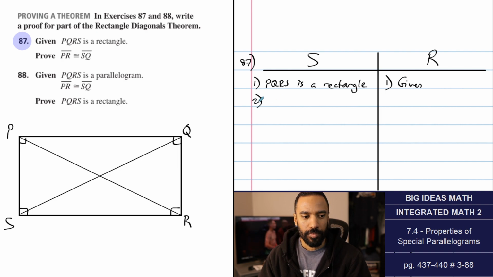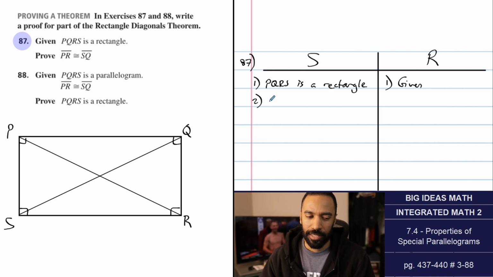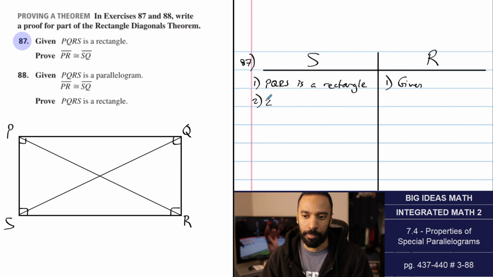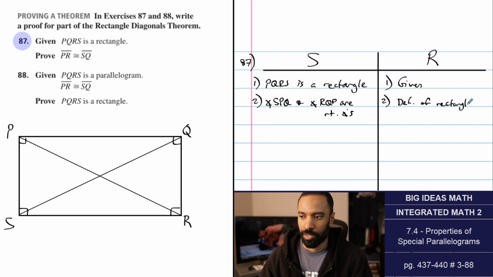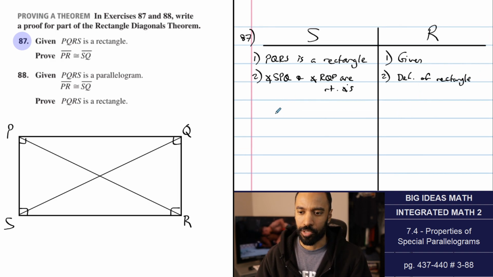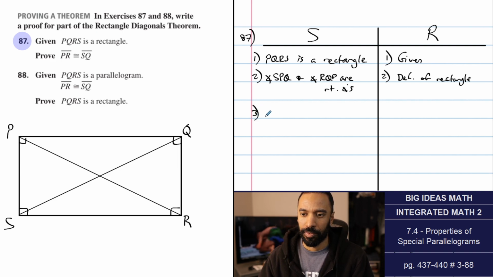Okay, so angle P and Q, well, now I have to call them the big guys. Angle SPQ and angle RQP are right angles. I'm actually not going to worry about the other ones being right angles. I'm just going to choose 2 of them. Definition of rectangle. Now, therefore, those 2 are also congruent to each other by right angle theorem. Angle SPQ is congruent to angle RQP.